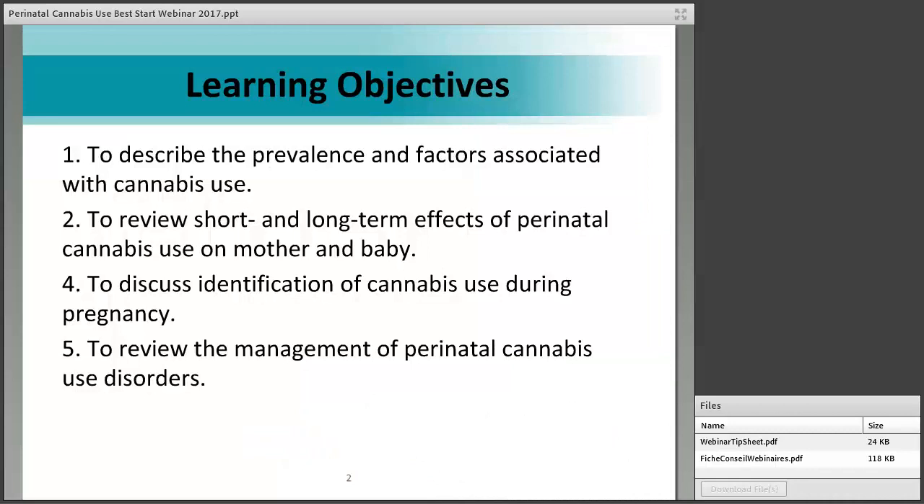So I'm hoping to cover the prevalence and factors associated with cannabis use, to be followed by short and long-term effects of perinatal cannabis use on both mom and baby, to look at how we can identify cannabis use during pregnancy, and to review the management of perinatal cannabis use disorders.